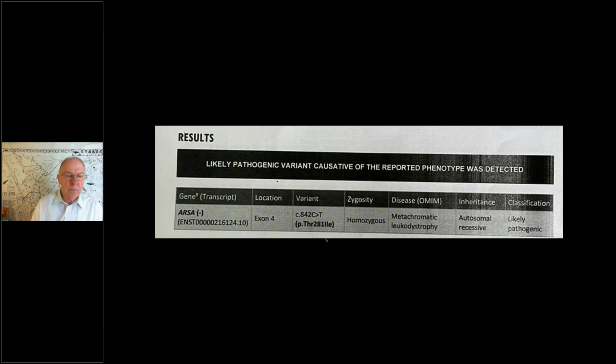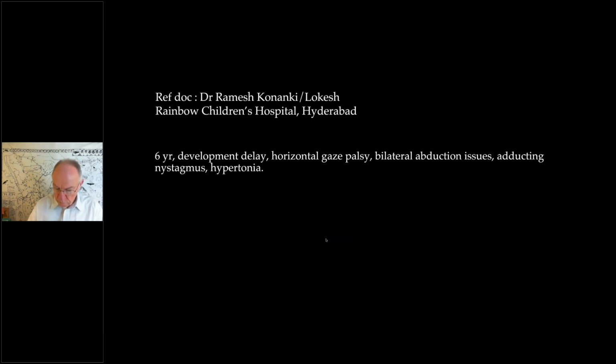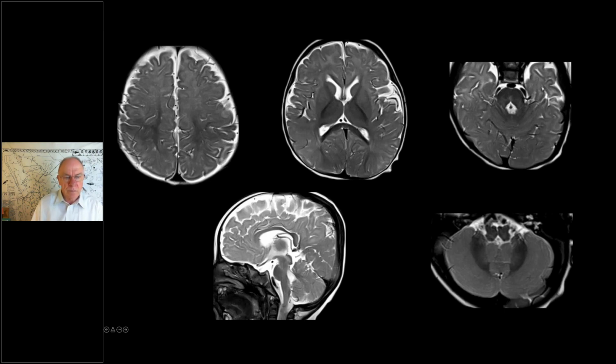And I'll just show the second case, and then we can take any comments if needed. Then we have a follow-up case which was discussed on December 30th, I think, and this was a 6-year-old with developmental delay, horizontal gaze palsy, bilateral adduction issues, abducting nystagmus, and hypotonia. And these were the MR images. Supratentorial was unremarkable, whereas the primary changes were in the brainstem. You can appreciate this split pons appearance and also this butterfly appearance of the medulla.